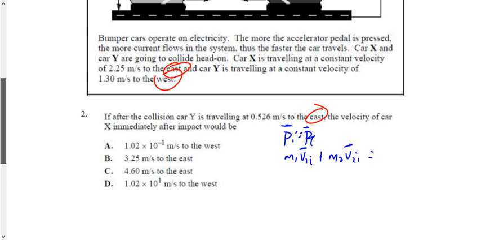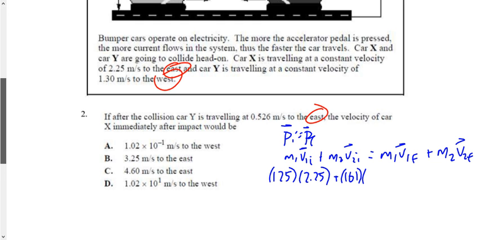These two things bounce apart, so there are going to be two terms, M1 V1F plus M2 V2F. Mass 1 is 125 kilograms. V1I is 2.25. M2 is 161 kilograms. And V2I is negative 1.3, 1.3 to the west. M1 is 125 again. We're looking for V1F plus 161, and this one's going off at 0.526 to the east, so it's positive.